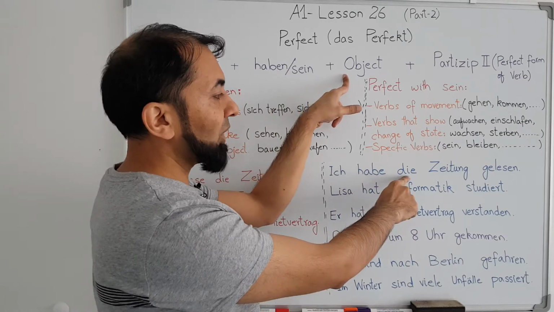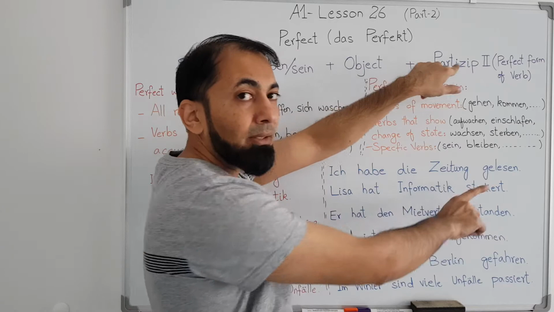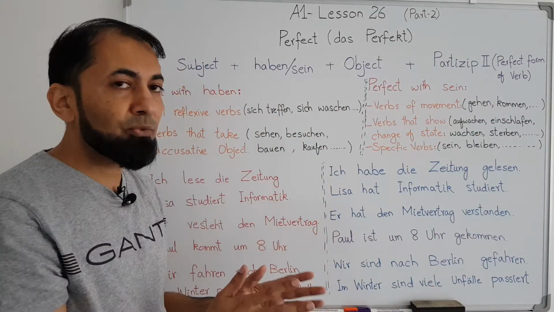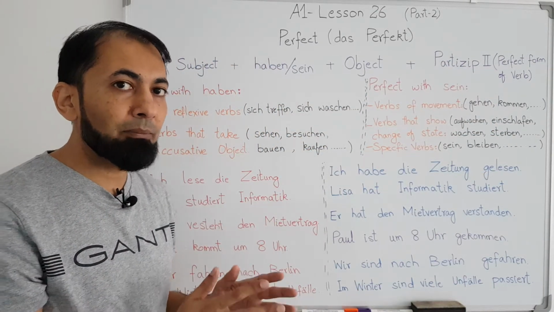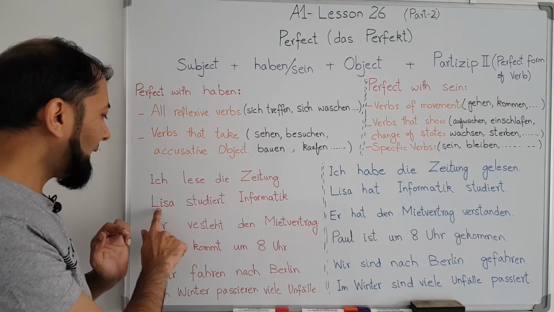Then comes the object, which is die Zeitung, and Partizip zwei is gelesen. Gelesen is the Partizip zwei or perfect form of the verb lesen in the German language. Next is the second example.